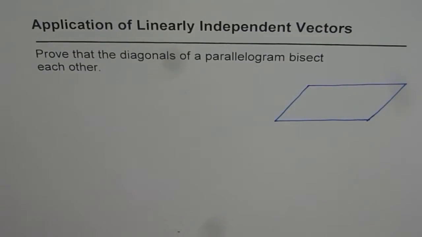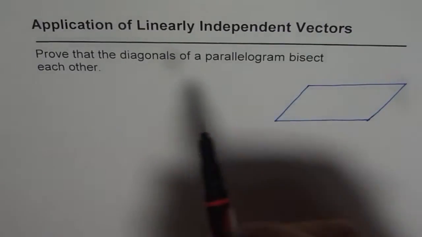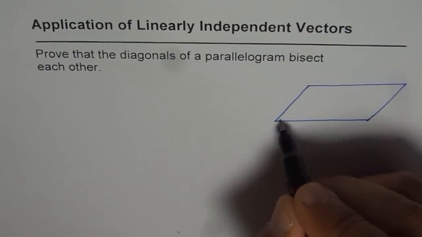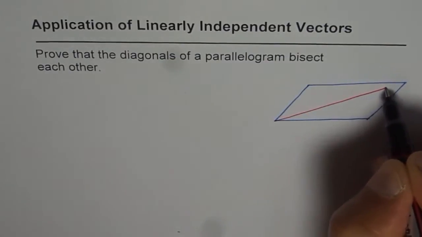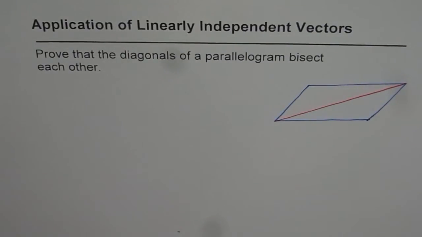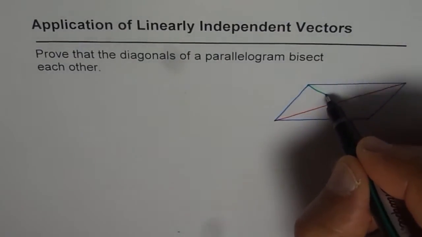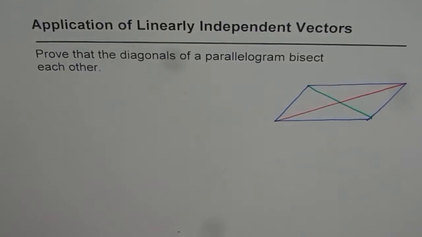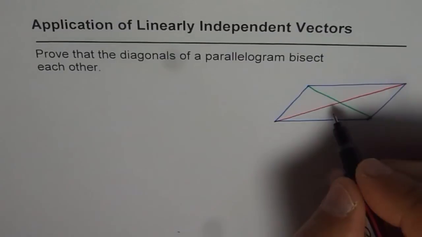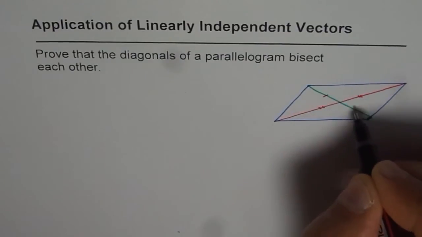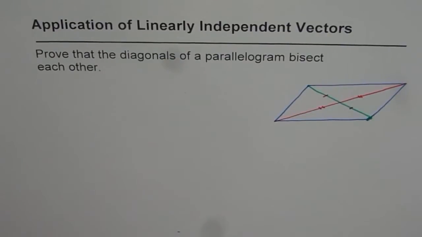Now the question is that we need to show that the diagonals bisect each other. So if we have two diagonals, let's say this is one diagonal, right? And then we have the other diagonal, which is, let me join the other two. Okay, let's say this is this point. We need to prove that they bisect each other. That is to say that this side is equal to this side and that side is equal to that side. This is what we have to prove.